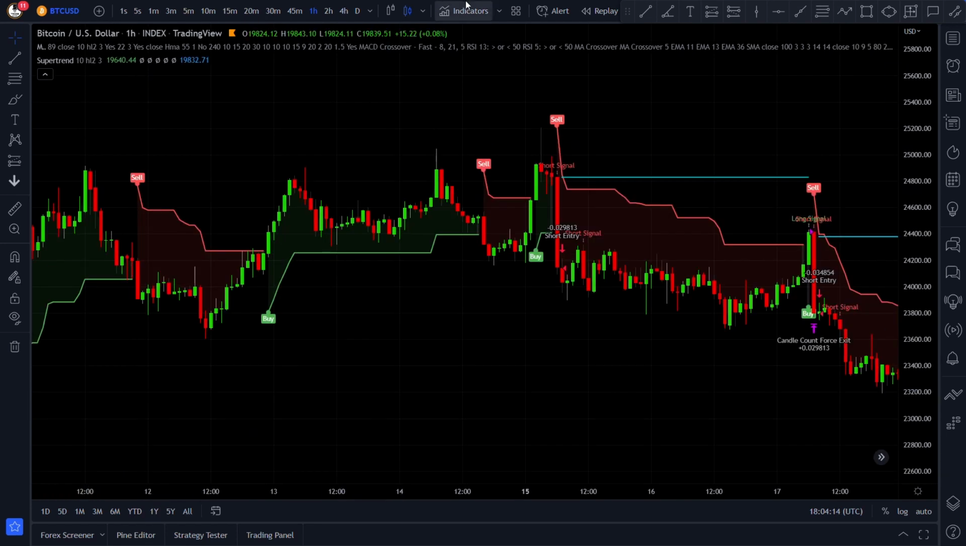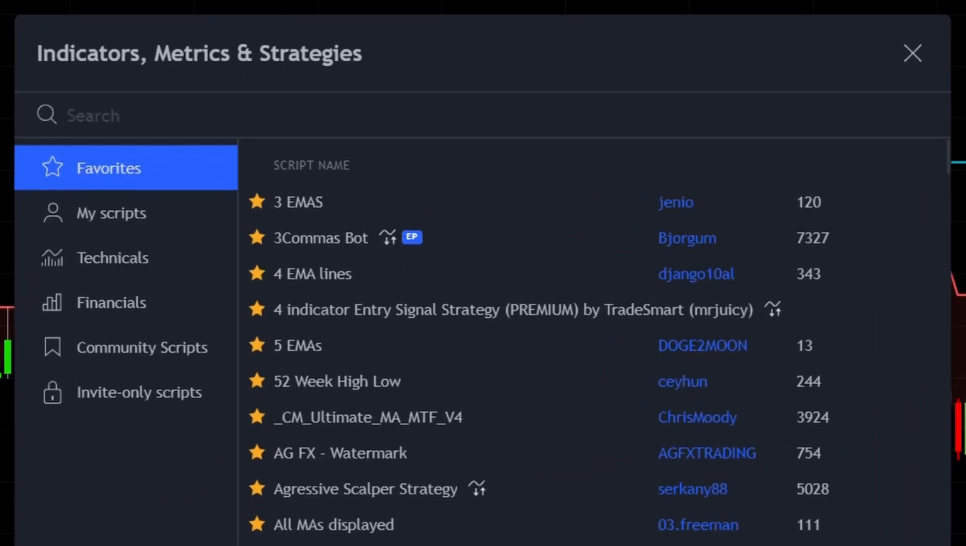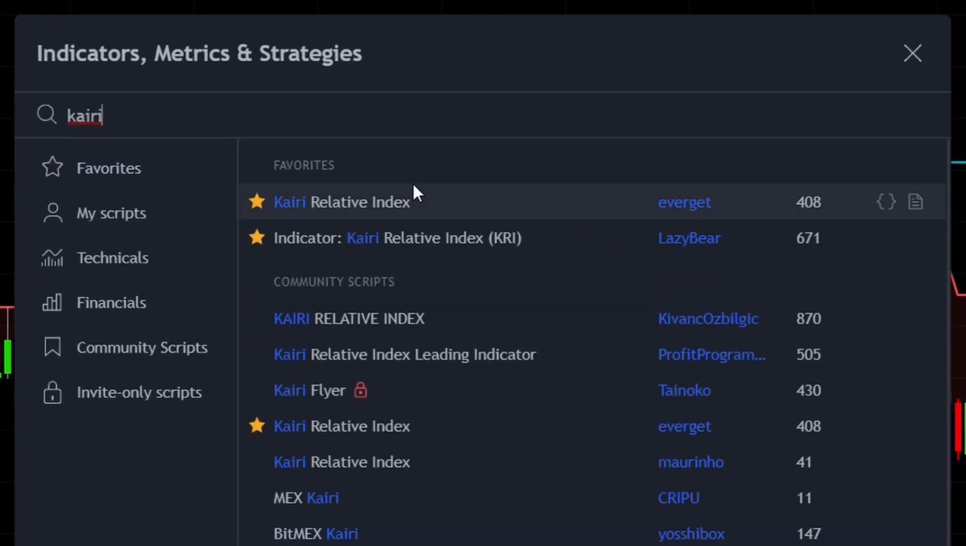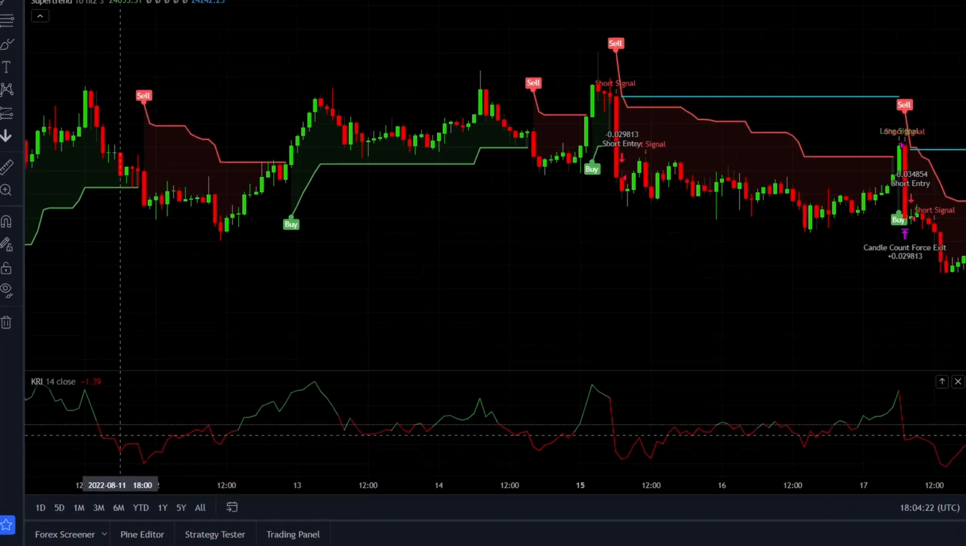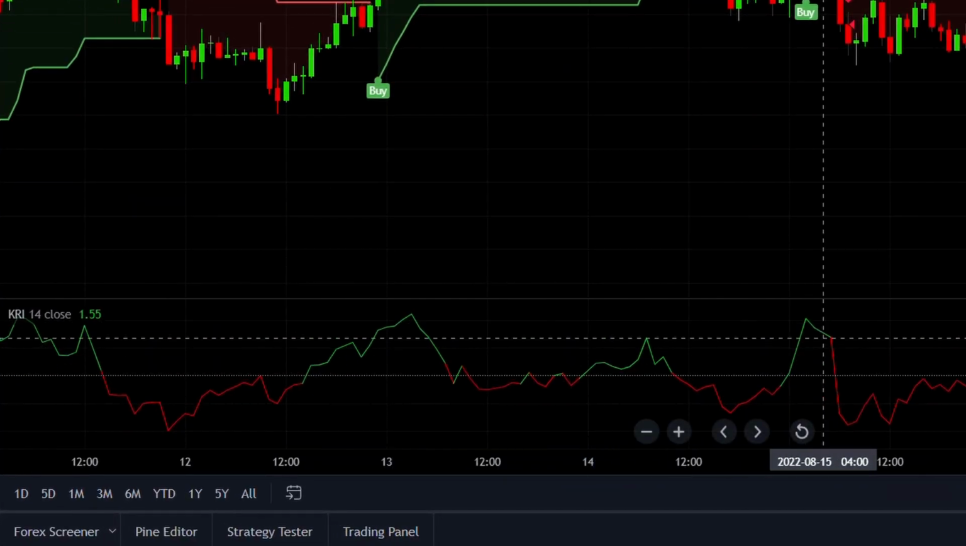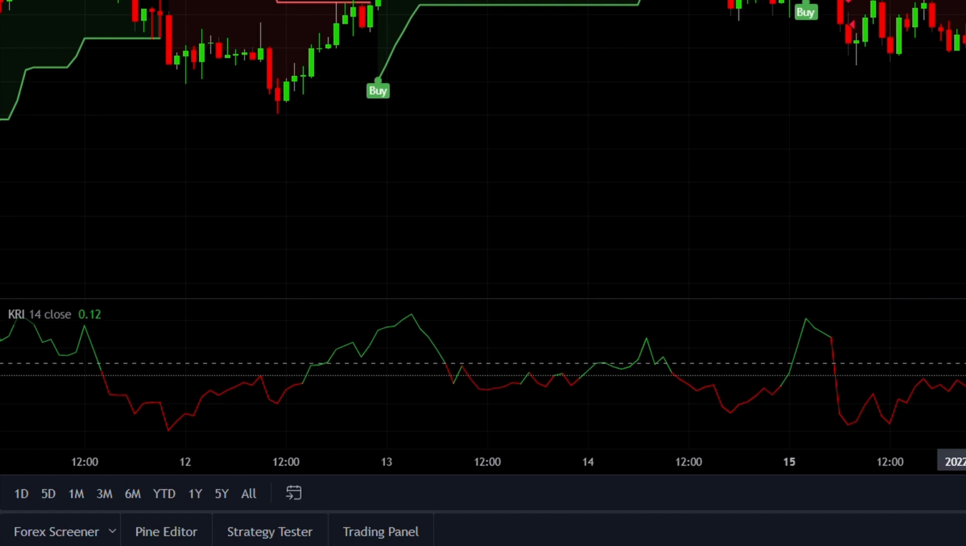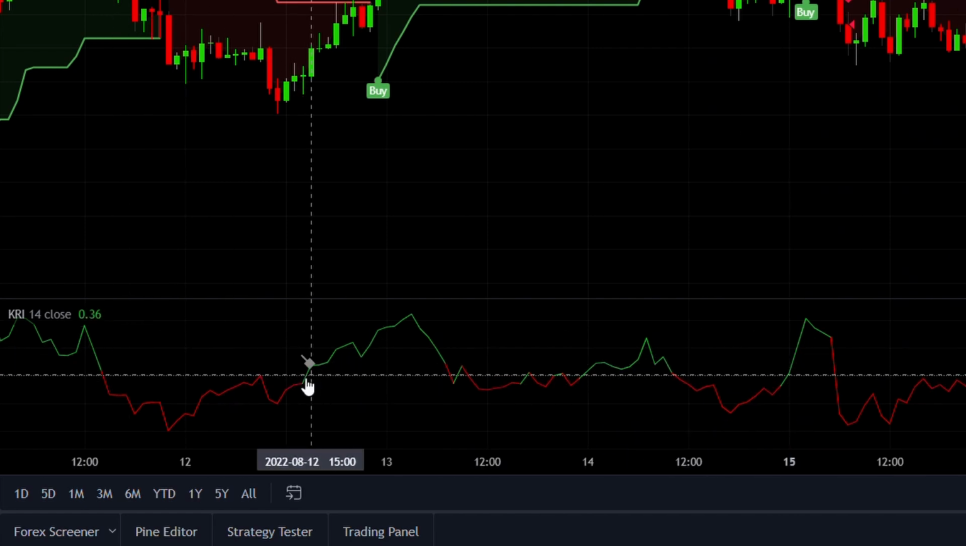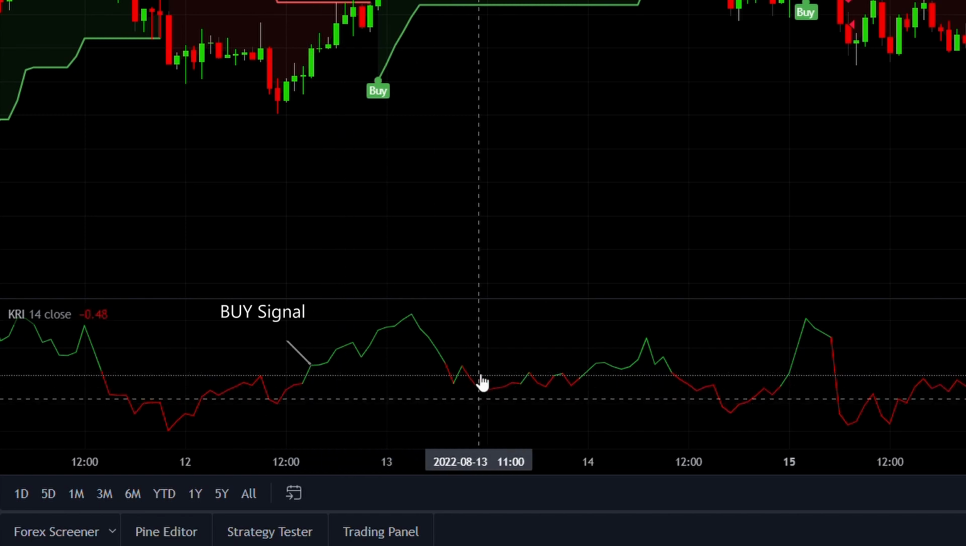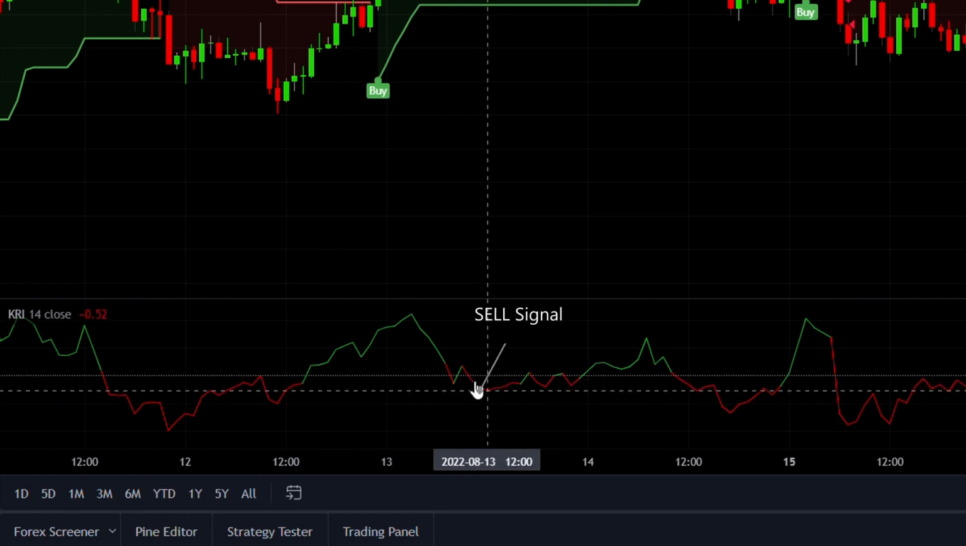Open up the indicators tab and type in the first entry signal indicator, which is the Chi relative index. Add this one to your chart. This indicator has a color changing green and red line. The color of the line changes depending on what position the indicator recommends. If the line turns from red to green, it means a buy signal. And if the color switches from green to red, it is a sell signal.